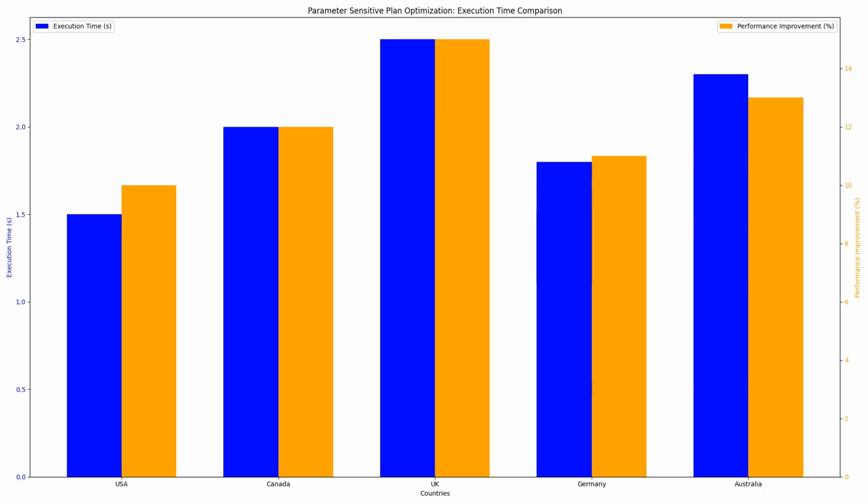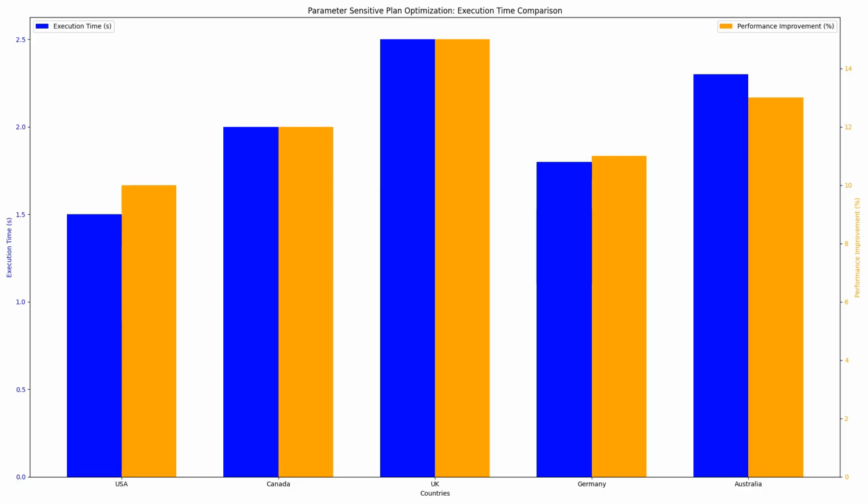The figure displays a dual-bar comparison across 5 countries: the USA, Canada, the UK, Germany, and Australia. For each country, the blue bars represent execution time in seconds, while the orange bars illustrate performance improvement as a percentage. Now, from the plotted values, we see execution times ranging from 1.5 seconds for the USA to 2.5 seconds for the UK. On the flip side, the reported performance improvements span from 10% in the USA to 15% in the UK.